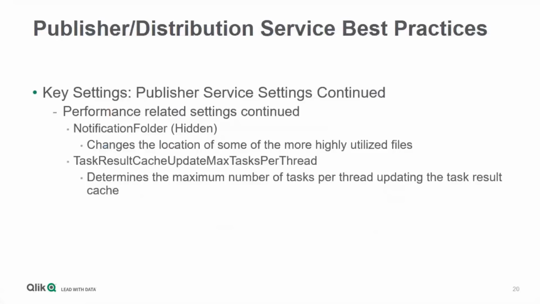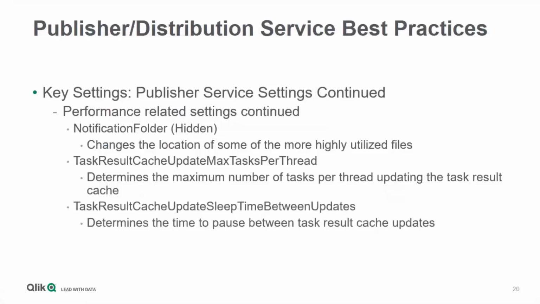Task result cache update, max task per thread, and the next one, task result cache update, sleep time between updates. These two kind of go together. The first one, normally you shouldn't have to change, but if you do have an environment with a large number of tasks, say a couple thousand or higher, and you've noticed the distribution service in the newer releases is utilizing more CPU cycles than it used to, making a change to this could reduce the CPU cycles for you and improve performance of the environment. So this first one, what you want to do is set it to the total number of tasks you've got in your environment plus a buffer. Basically, if you just round up to the nearest 100 or 1,000 or something, that should take care of it. Just make sure you leave yourself a buffer going forward. But that's what you want to do with the first setting. The sleep time, we've already fixed it for the newer releases.